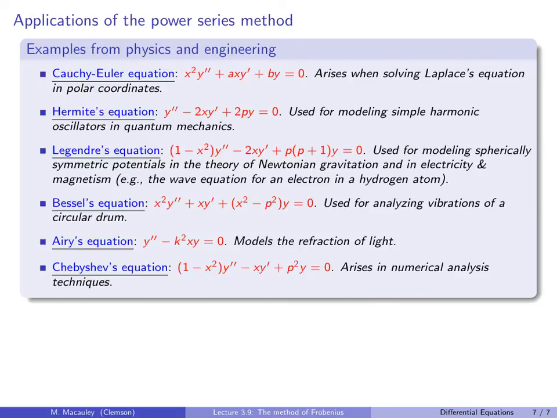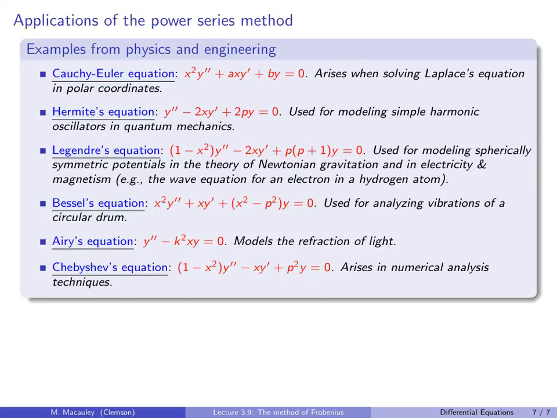Hermite's equation, this is used for modeling simple harmonic oscillators in quantum mechanics. I should say that Cauchy-Euler equations come up when solving Laplace's equation in polar coordinates. And you will learn about Laplace's equation in the Series 7 lectures when we study PDEs. So wait a little bit for that. That'll come back. Legendre's equation, that's this thing.